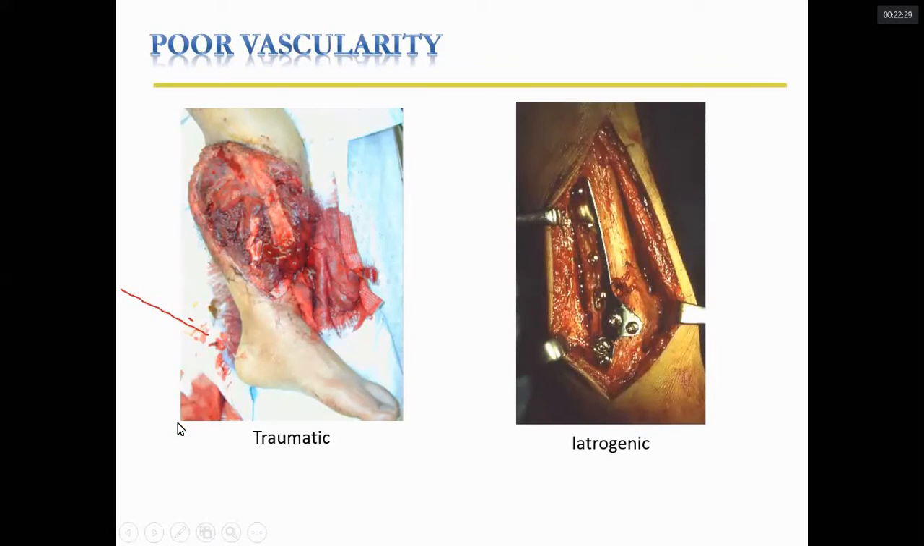So it can be either traumatic or iatrogenic. For example, there is a fracture of tibia here, and you have given such a big incision from here to here, and all the bone has been exposed. You have done a beautiful surgery, but what we have done is put the soft tissue into compromise. So there is always every chance that this fracture can also go into non-union. So poor vascularity, either due to trauma or due to the type of surgery that is being done.